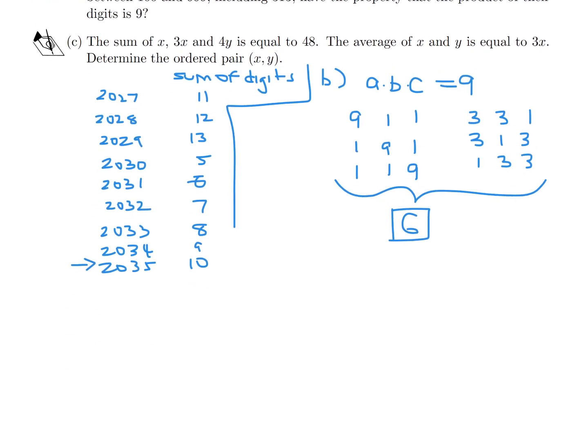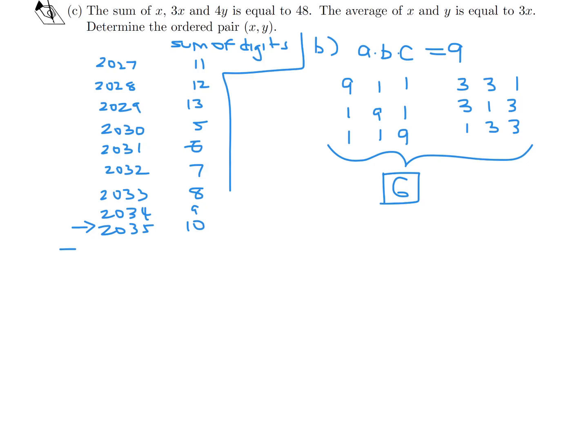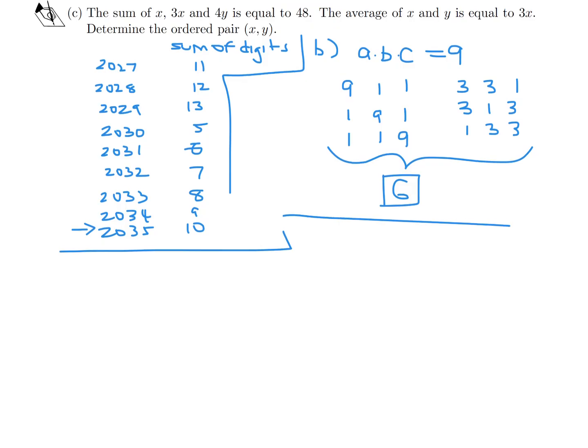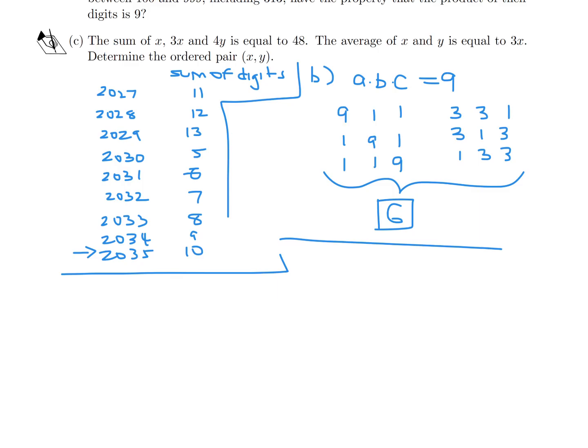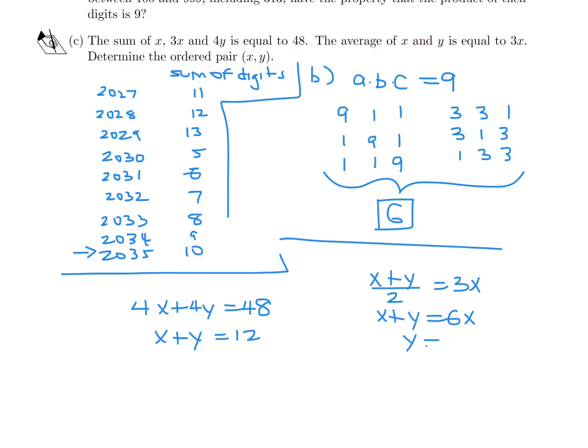Part C. The sum of x, 3x, and 4y is equal to 48. The average of x and y is equal to 3x. Determine the ordered pair x, y. Okay, so the sum, which I believe would be 4x plus 4y, is equal to 48. So if we divide through by 4, we get 12, correct? Yeah. And then what's the other one? The average of x and y, they're saying, is 3x. So that means x plus y is equal to 6x. And therefore y is equal to 5x.